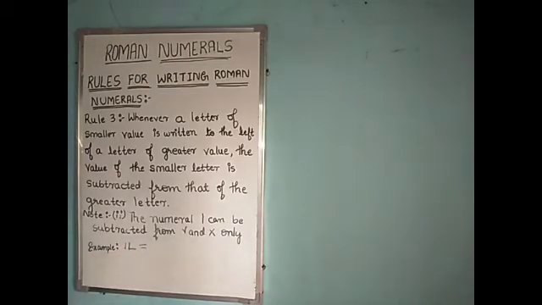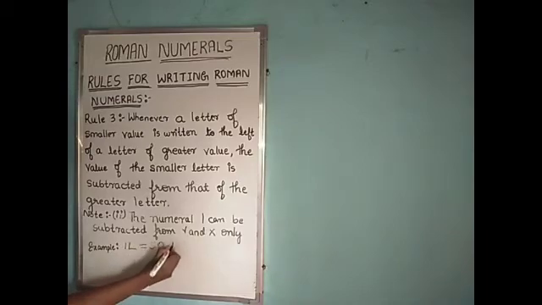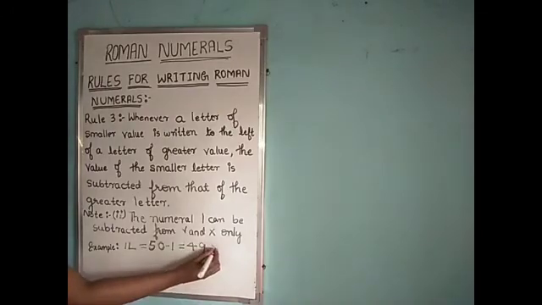So what do we have to do? We have to subtract the letter of smaller value from the letter of greater value. What is the numeric value of L? The numeric value of L is 50 and the numeric value of I is 1. So we have to subtract 1 from 50. 50 minus 1 is equal to 49. But it is wrong.